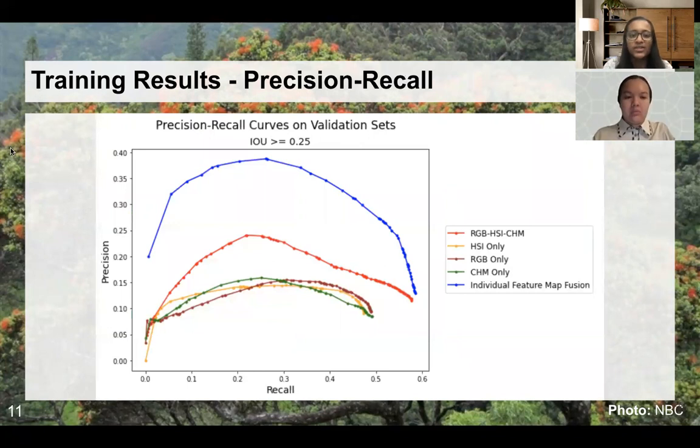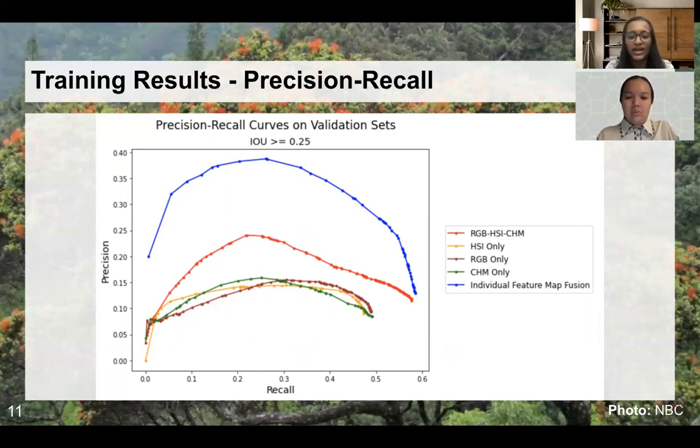Finally, we'd like to go over some quantitative results from our models. Here is a precision recall curve. First, we have this curve that represents our first approach, which was to use all three modalities, RGB, HSI, and CHM, with the features concatenated and passed in before we run the prediction convolutional layers. We also have three different precision recall curves for each input passed in individually, HSI only, RGB only, and CHM only.